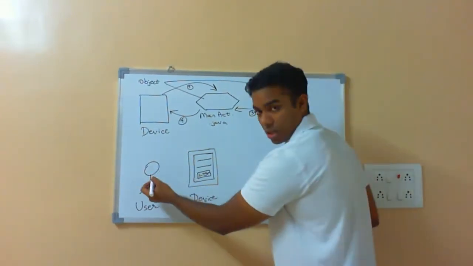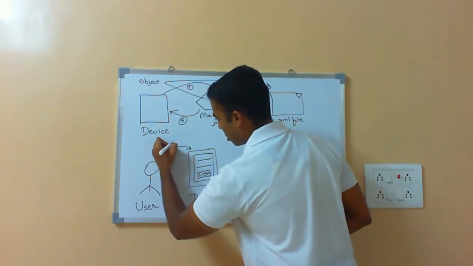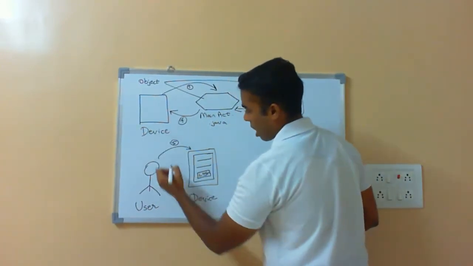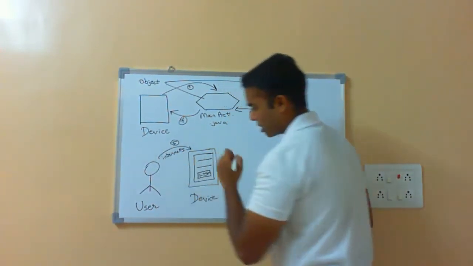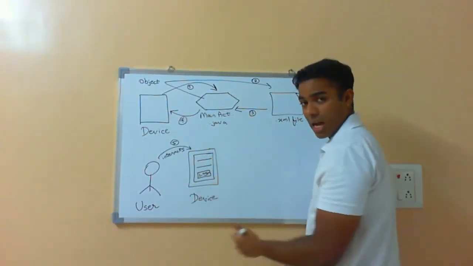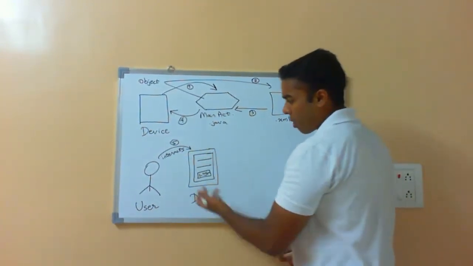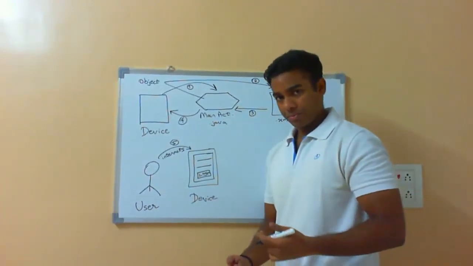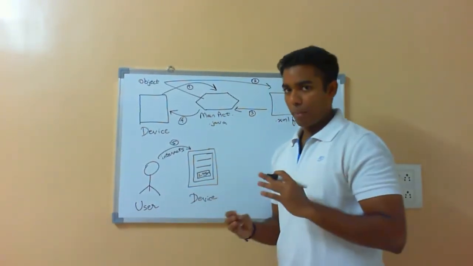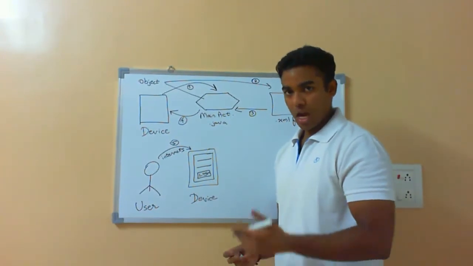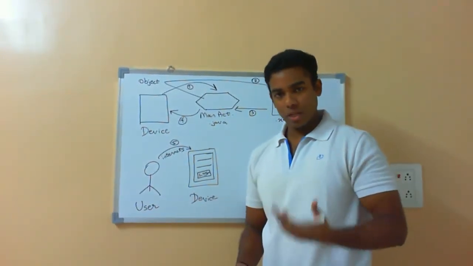Now the user interacts with this login screen. Let's give it number 5. He enters the username and password and hits the login button. So what happens when you click on the login button? If your username and password are correct, you will be redirected to your profile page or your home page. If it is wrong, then an alert dialog will be provided asking you to please enter the correct username and password.